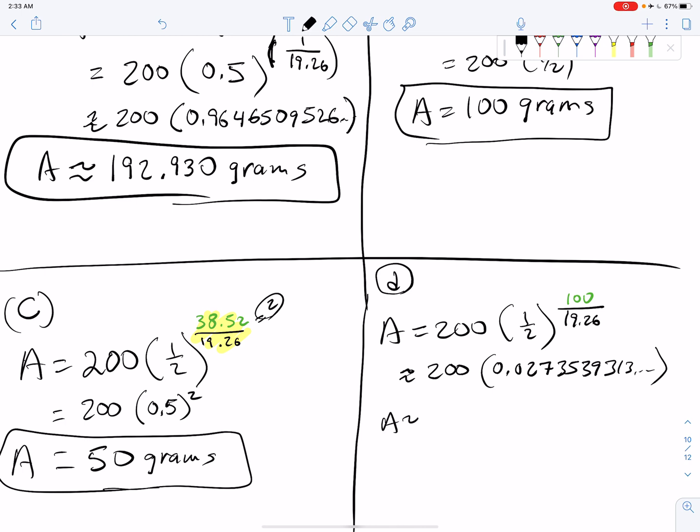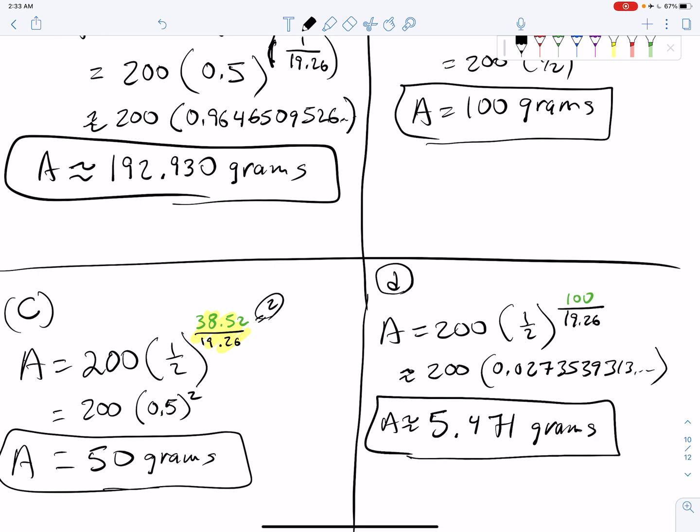So how much is approximately left after 100 seconds? We're all the way down to 5.4. How many decimal places? Thousandths. So 5.471 grams after 100 seconds. And that is it.